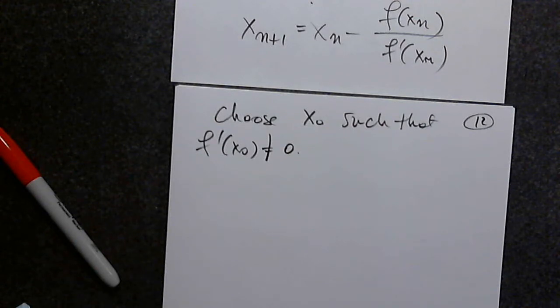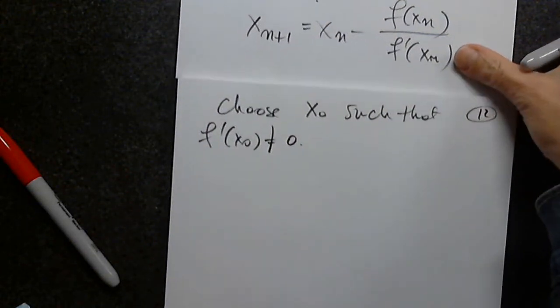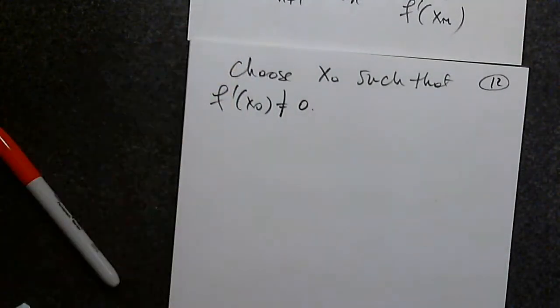X0 is going to be the point you choose first, correct? X0 is the first value you start with. If the derivative at that point is 0, you can't pass anything. You can't determine anything.